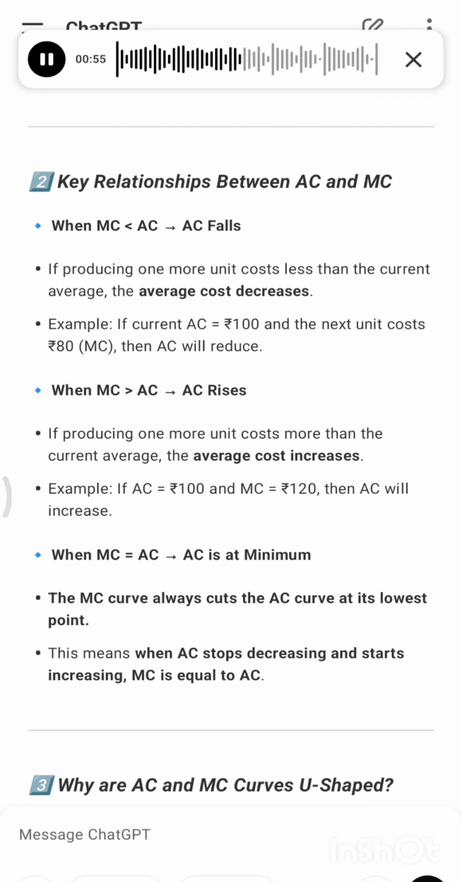When MC equals AC, AC is at minimum. The MC curve always cuts the AC curve at its lowest point. This means when AC stops decreasing and starts increasing, MC is equal to AC.